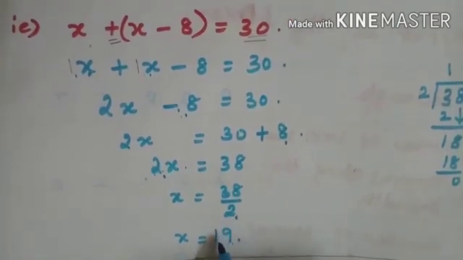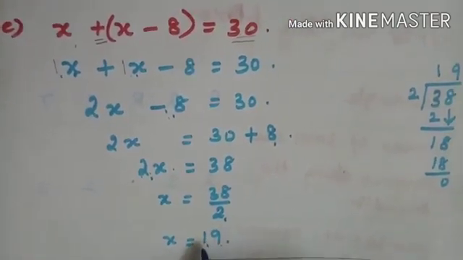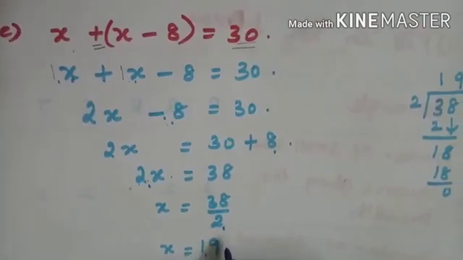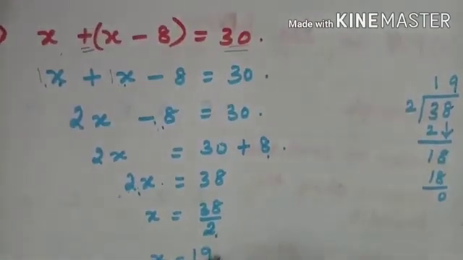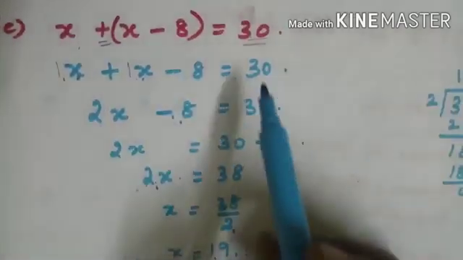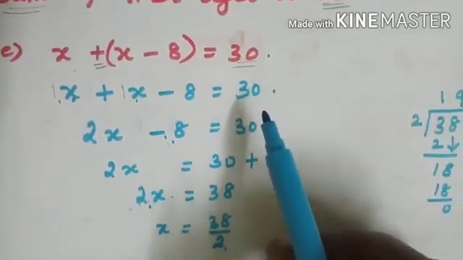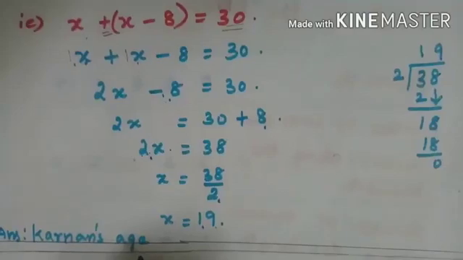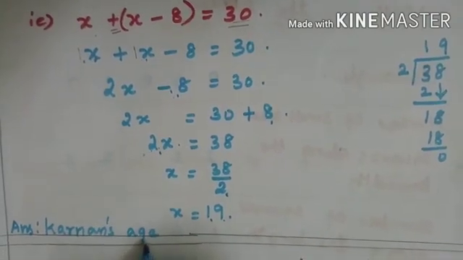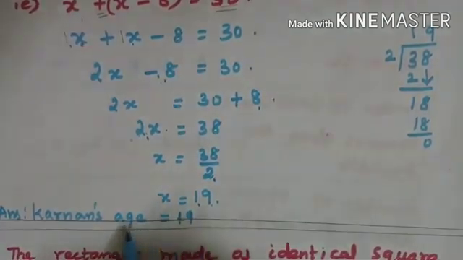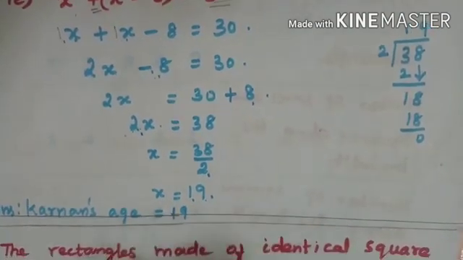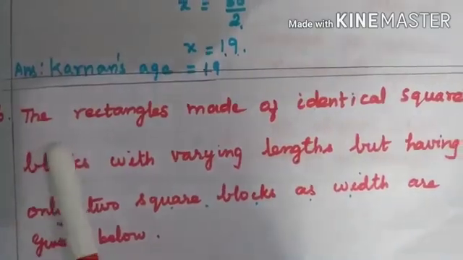If Gopal is 8 years younger, so Gopal's age is what? 19 minus 8 is 11, and Karan's age is 19. 19 plus 11 equal to what? 30. The answer is Karan's age equal to 19 years. The next question, sixth question.